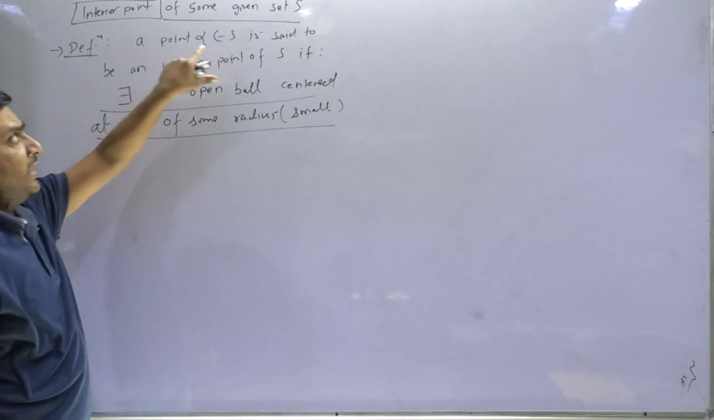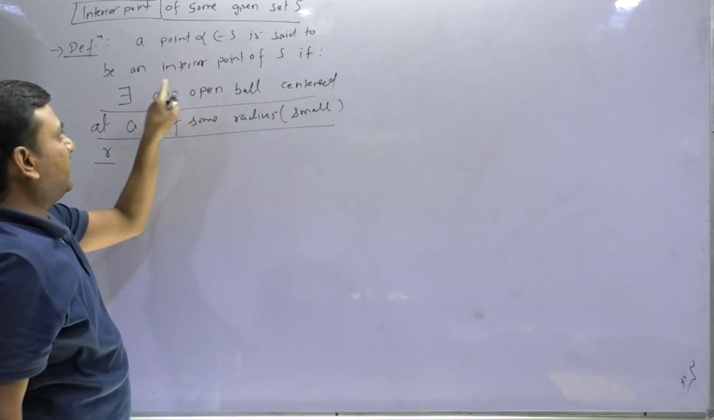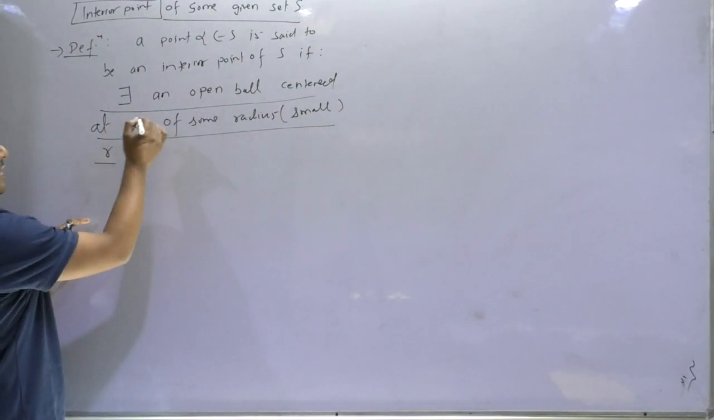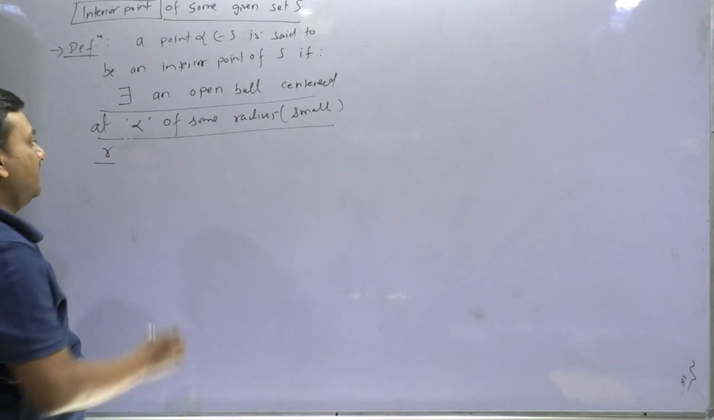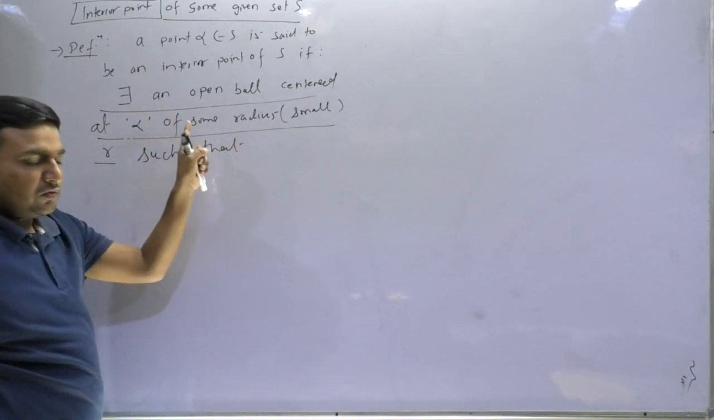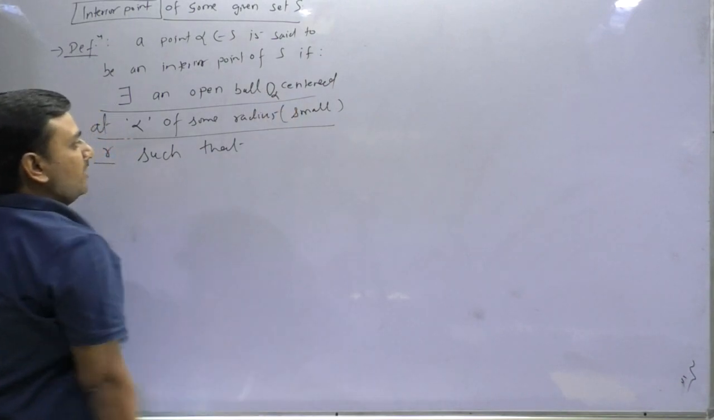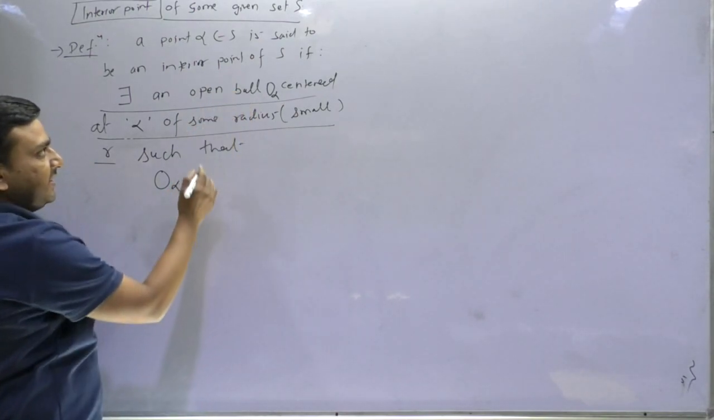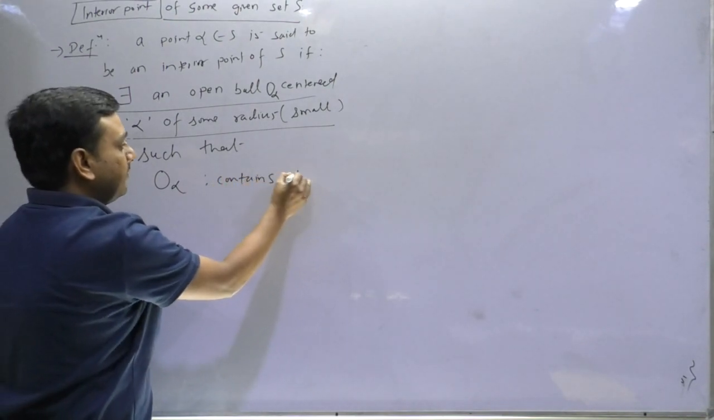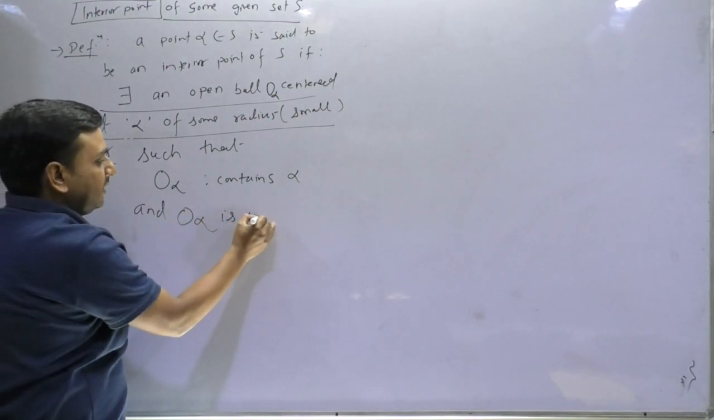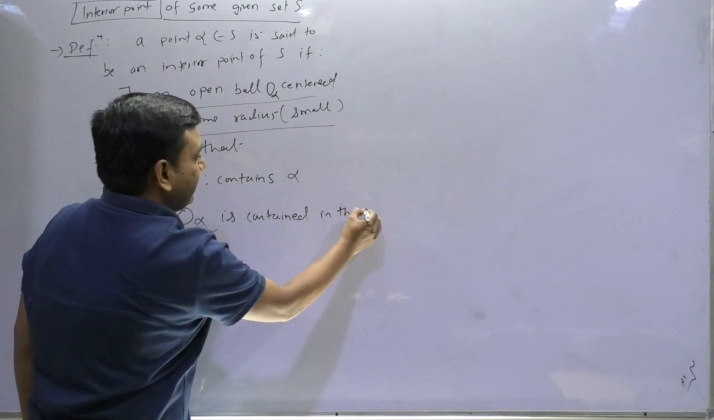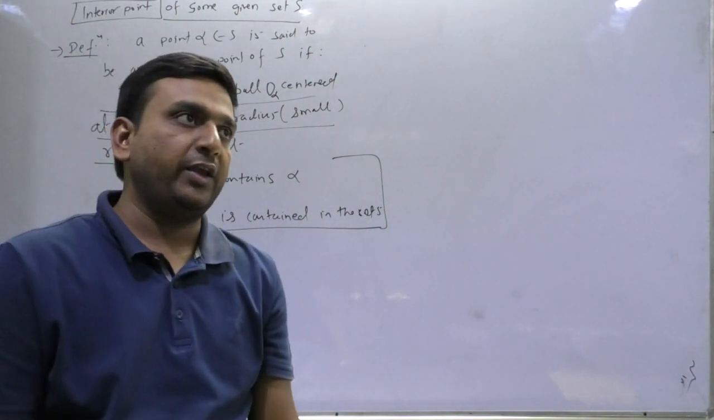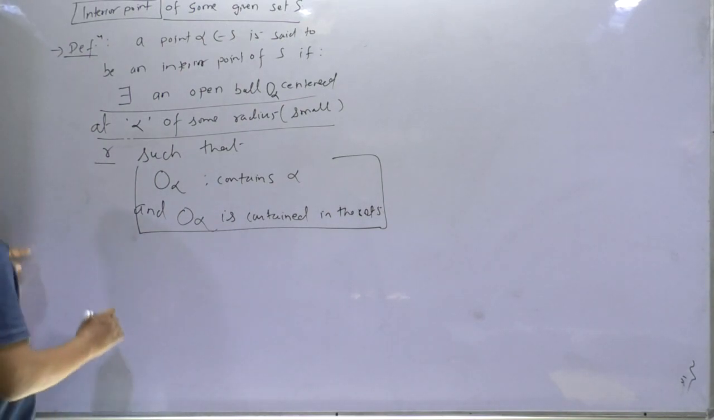What it says is, a point alpha of some given set S is said to be an interior point of S if there exists an open ball centered at that point alpha of some radius r such that this open ball, let's say I represent it as O alpha, obviously if it is centered at alpha, then it contains alpha, and O alpha is contained in the set S. Please focus on me. Once this is clear, everything will be very familiar. Let's take an example here.